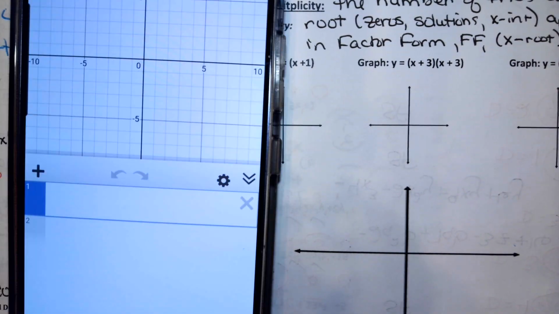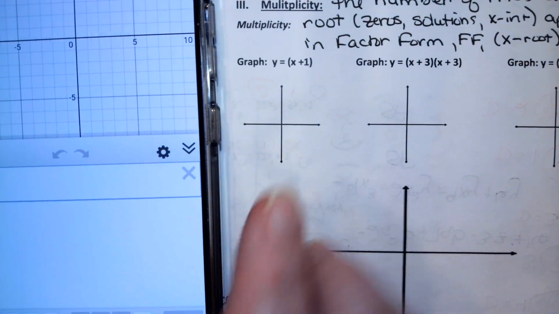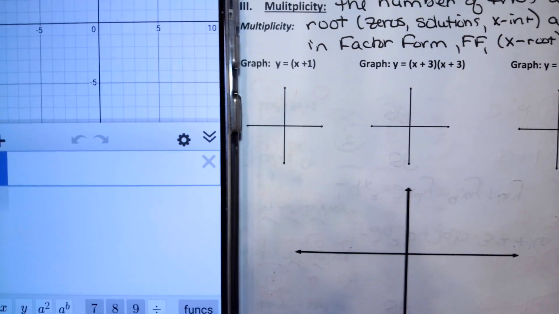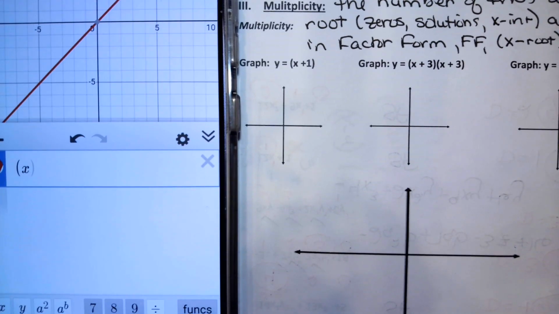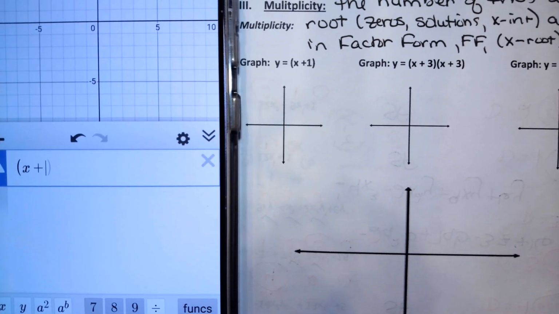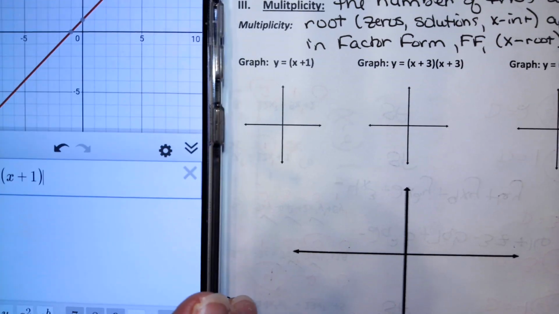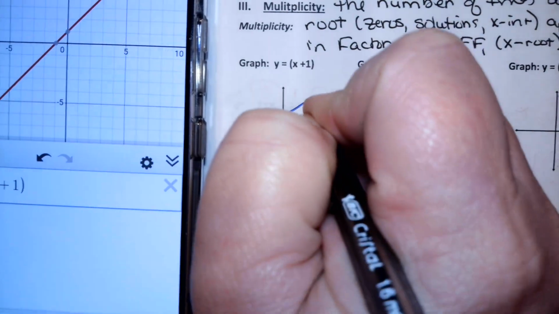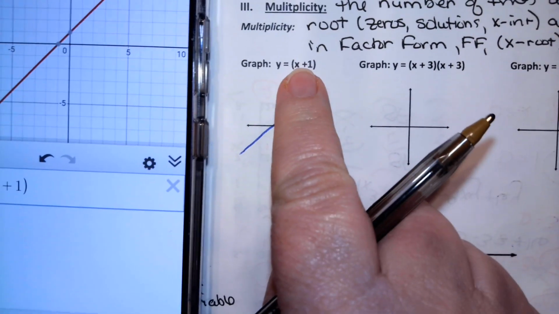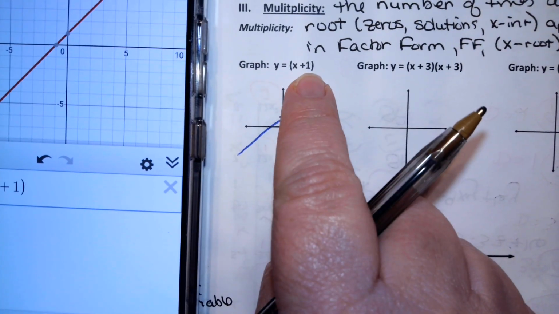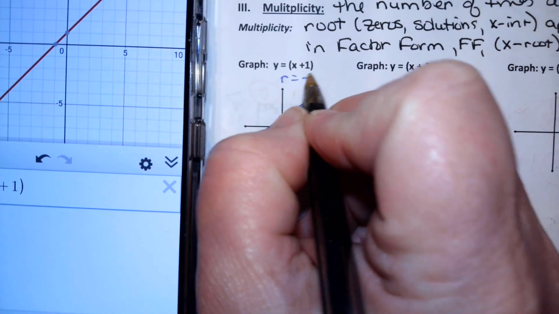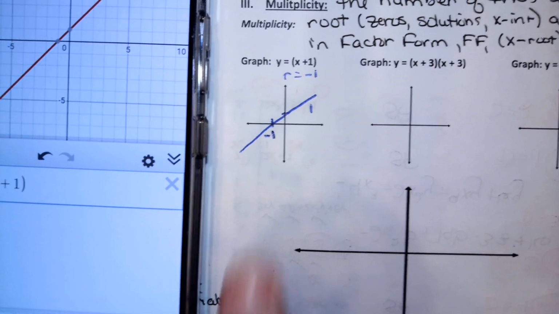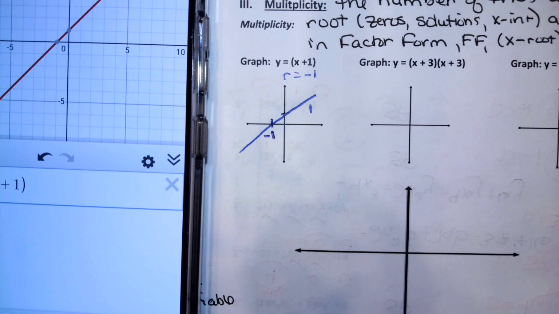All right, so what we're going to do is look at these right here. We're just going to do a sketch of the graph. So I've got x plus 1, and we notice that's a straight line going through negative 1. How many times is that root used? Well, it's only got one x plus 1, so that root of negative 1 is used once. That x-intercept of negative 1 is used once.